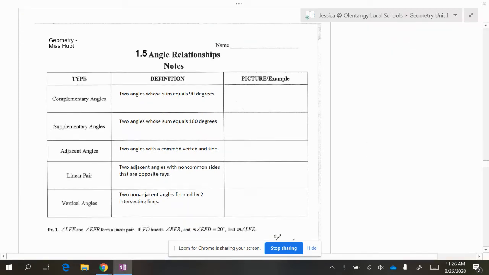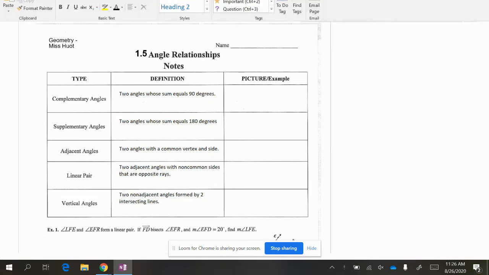1.5 angle relationships. We are going to start by talking about some angle relationships. So the first one is our complementary angles. Those are two angles whose sum equals 90 degrees.